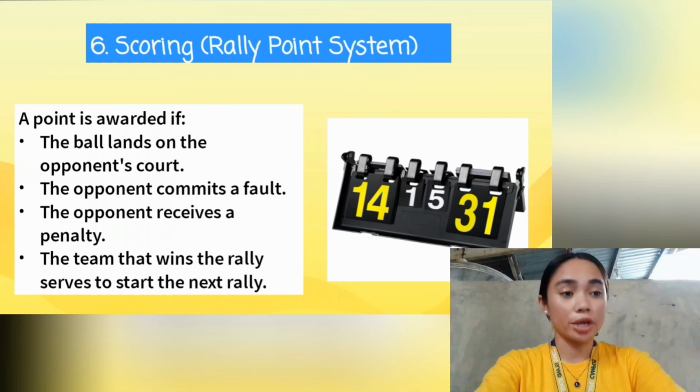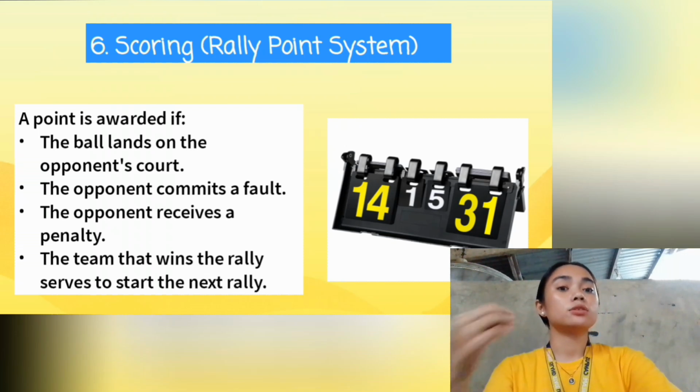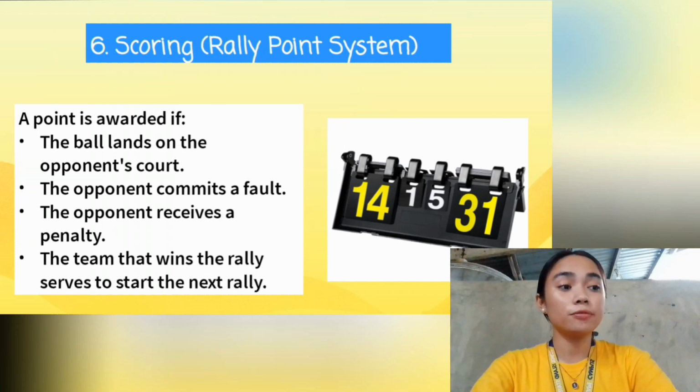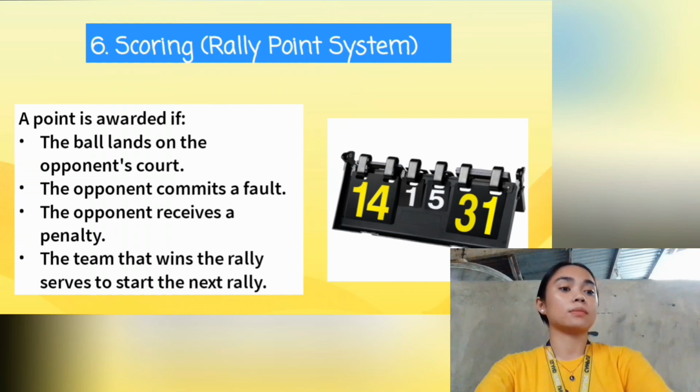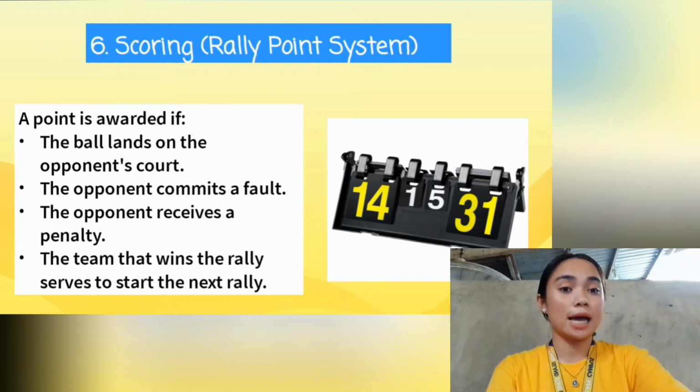Second, another point if the opponent commits a fault or a mistake. So it is an automatic score if your opponent commits a fault like an out serve or a mistaken serve, a double hit, or touching the net. So the third one is the opponent receives a penalty. So you score if your opponent in the game commits a penalty.